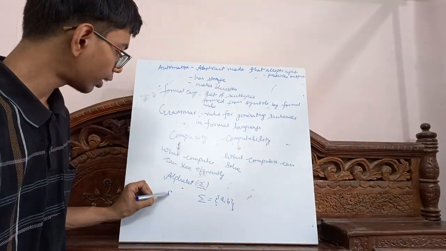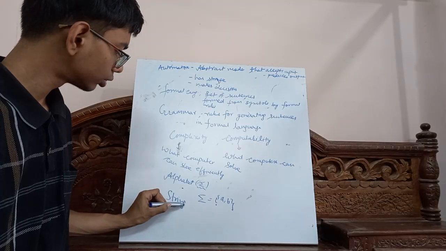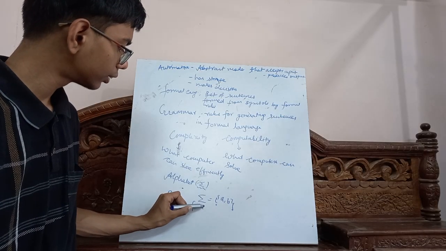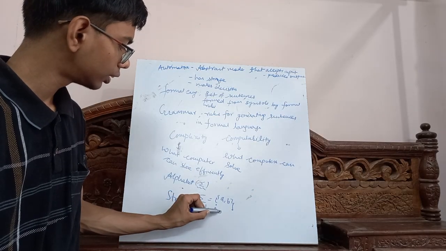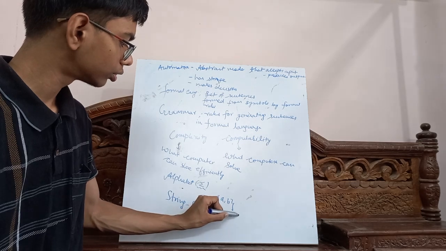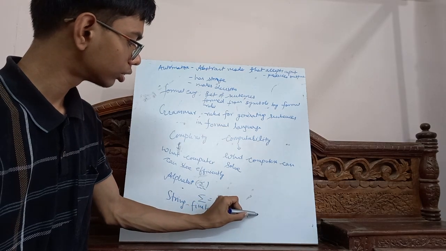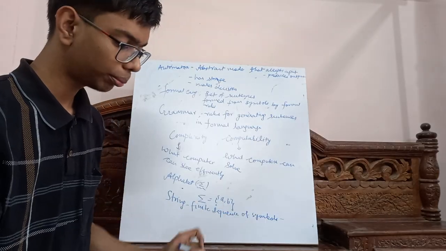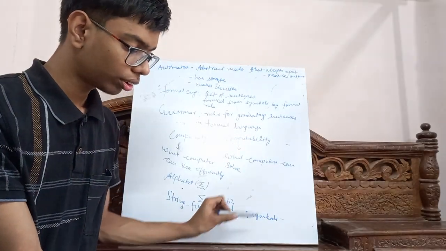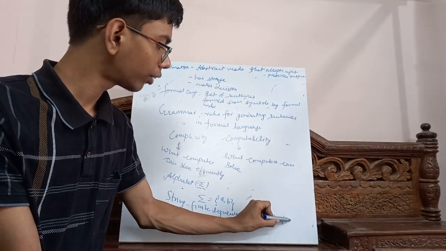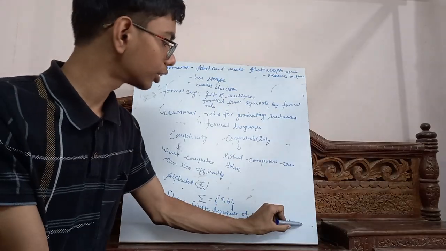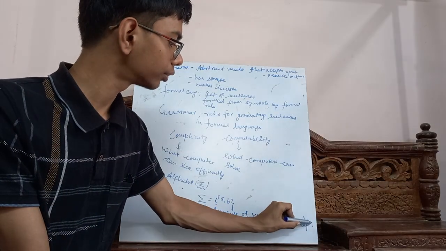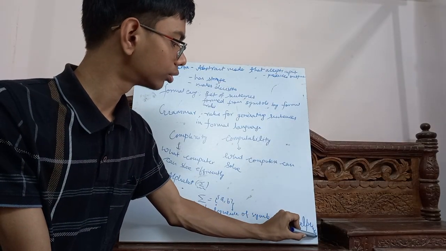And what is a string? A string is a finite sequence of symbols from the alphabet. Finite sequence of symbols from the alphabet. Right.